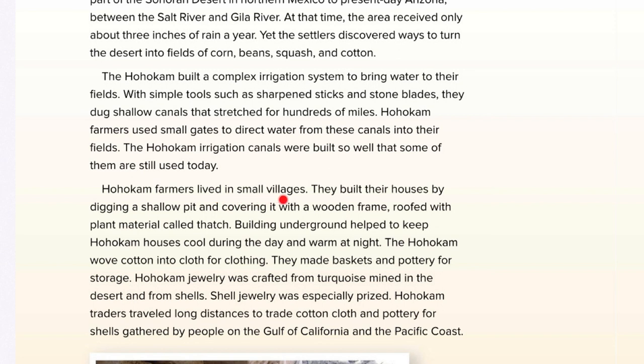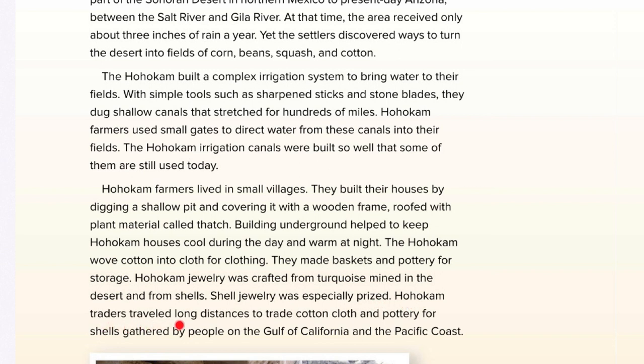Hohokam farmers lived in small villages. They built their houses by digging a shallow pit and covering it with a wooden frame roofed with plant material called thatch. Building underground helped to keep Hohokam houses cool during the day and warm at night. The Hohokam wove cotton into cloth for clothing. They made baskets and pottery for storage. Hohokam jewelry was crafted from turquoise mined in the desert and from shells. Shell jewelry was especially prized.